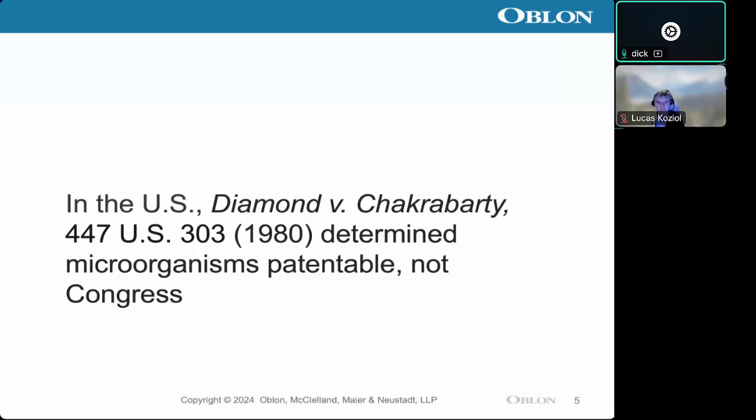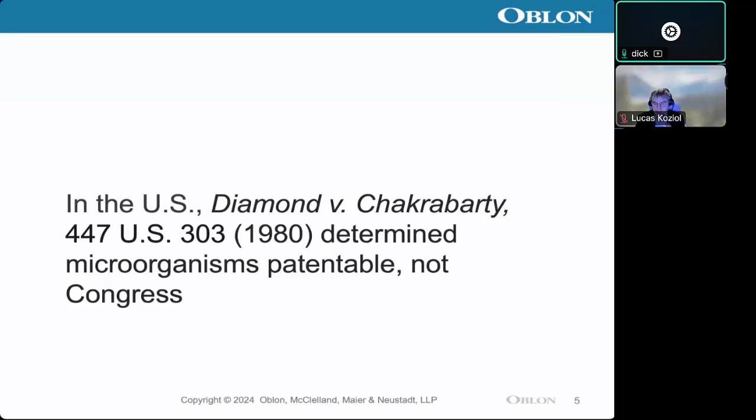And you'll notice that the plaintiff in that case was Diamond. Diamond was the commissioner of patents at the time. And the United States Patent Office was trying to avoid having to allow patents on microorganisms. And the Supreme Court didn't think that was a bright idea.